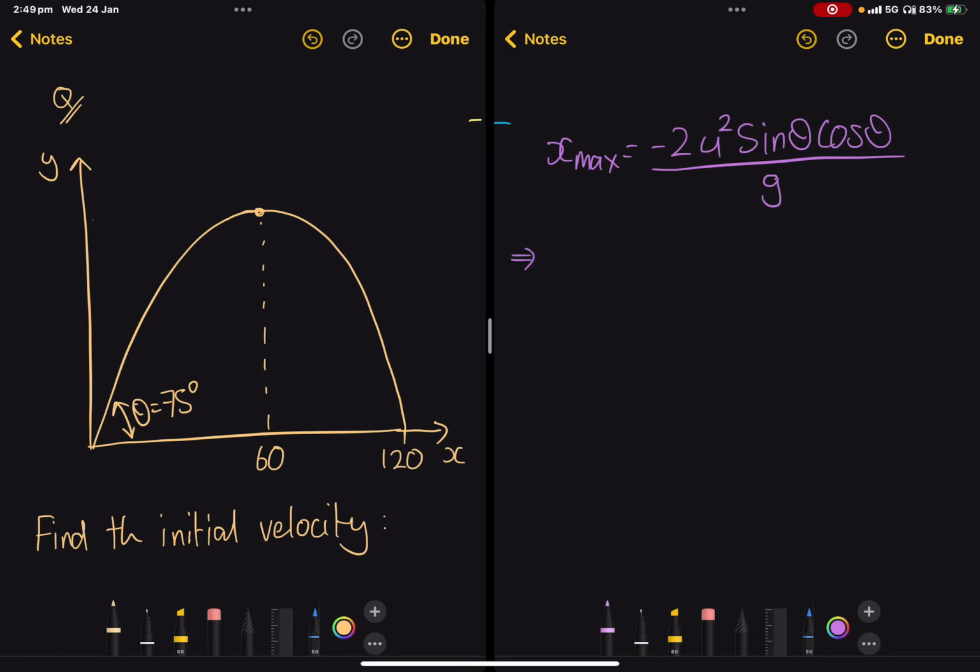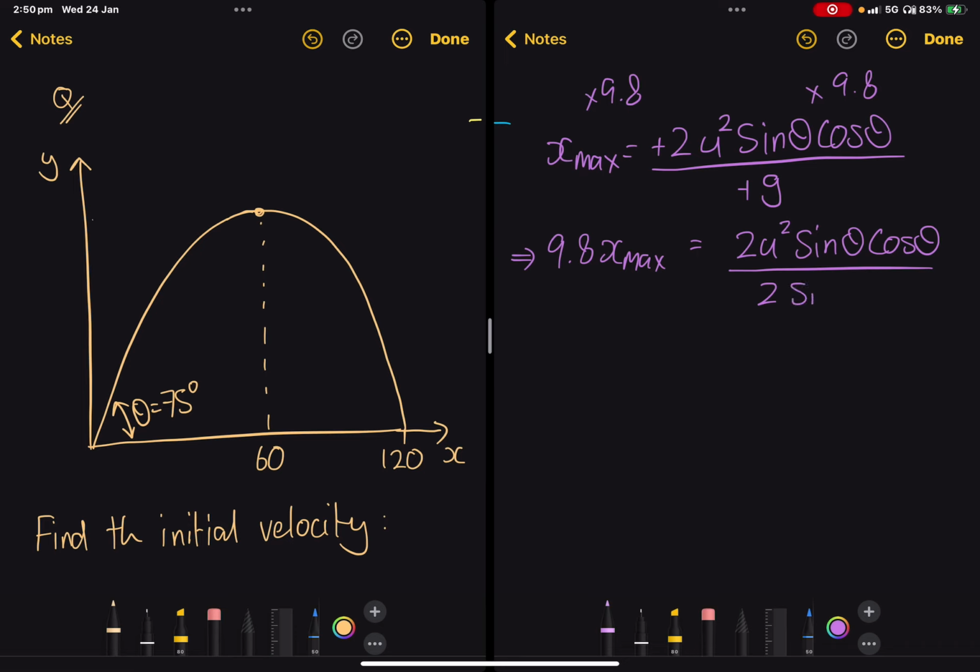So first, I'm going to make both numerator and denominator positive, and I'm going to let g be 9.8. I am going to multiply both sides by 9.8. This gives me 9.8 x max is equal to 2 u squared sine theta cosine theta. Divide both sides by 2 sine theta cosine theta, and take the square root of this result, which will give me u.